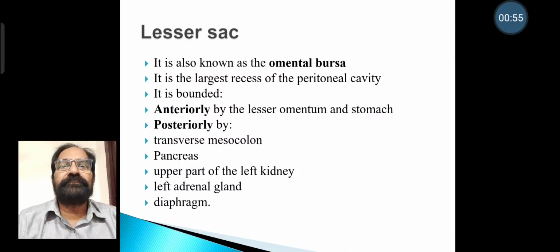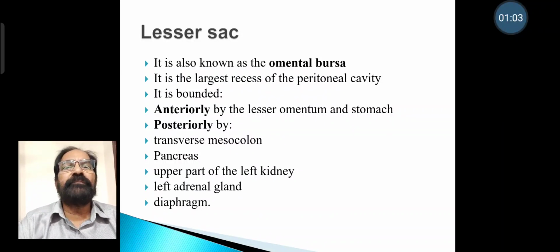Lesser sac. It is also known as omental bursa. It is the largest recess of peritoneal cavity. It is bounded anteriorly by lesser omentum and stomach, posteriorly by transverse colon, pancreas, upper part of left kidney, left adrenal or suprarenal gland, and diaphragm.